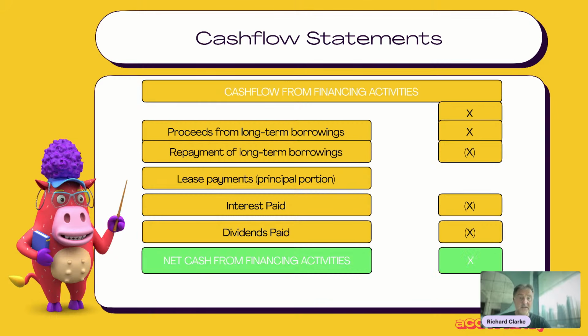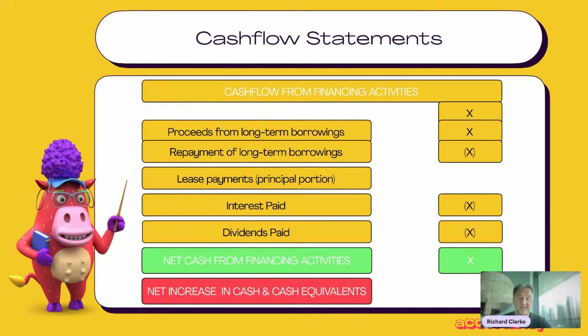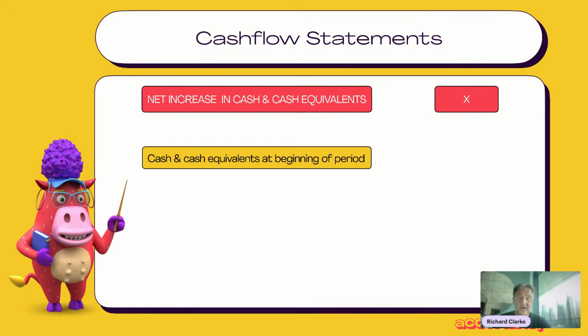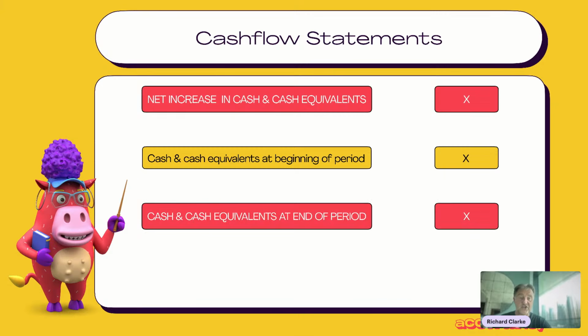Then you're done. Now you've done all three sections. Once you've done all three, you add them all together, and that will give you your net increase or decrease in cash. You take that net increase and add it on to the cash that you had at the beginning, and then you'll have the cash at the end, and you're done. That's how cash flow statements look, and that's how IFRS 18 has changed them.